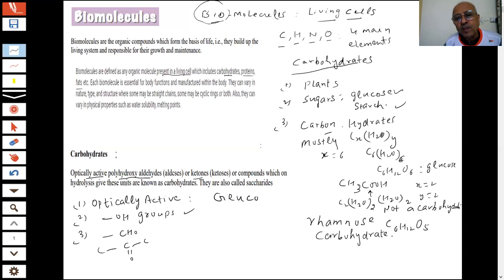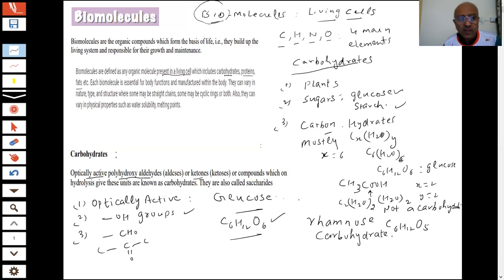Glucose is the one we have been talking about again and again. The molecular formula is C6H12O6. This will be asked in our paper, students. We are going to discuss the structure, preparation and properties of glucose. This is the most important compound.